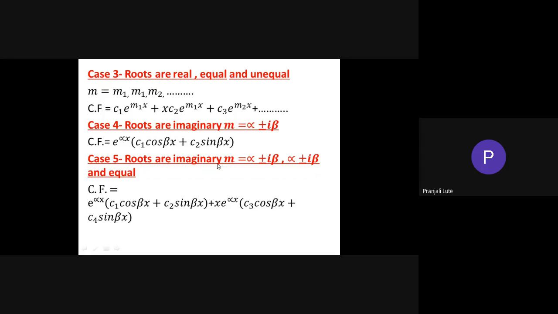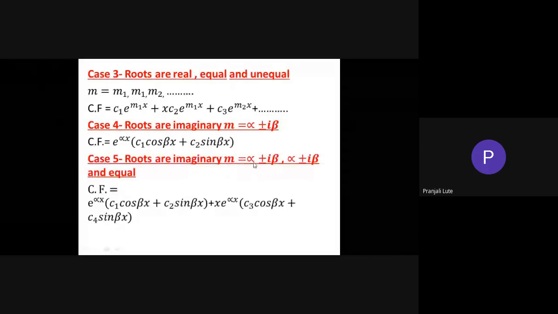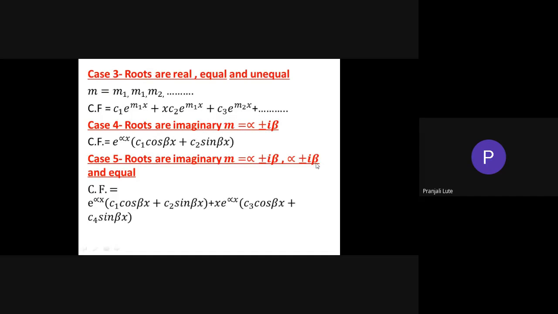Roots are imaginary but repeated. Means roots are imaginary and repeated, so you have to apply case 4 two times. How two times? Suppose the first root is alpha plus minus i beta, and again the root is repeated, alpha plus minus i beta. So apply the imaginary case to alpha plus minus i beta and the same to alpha plus minus i beta, but these 2 roots are repeated.